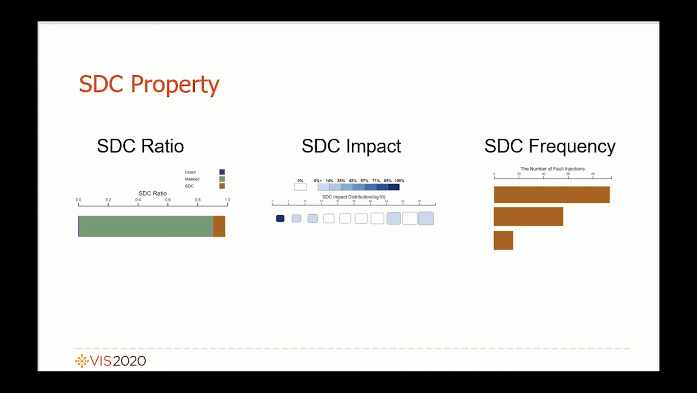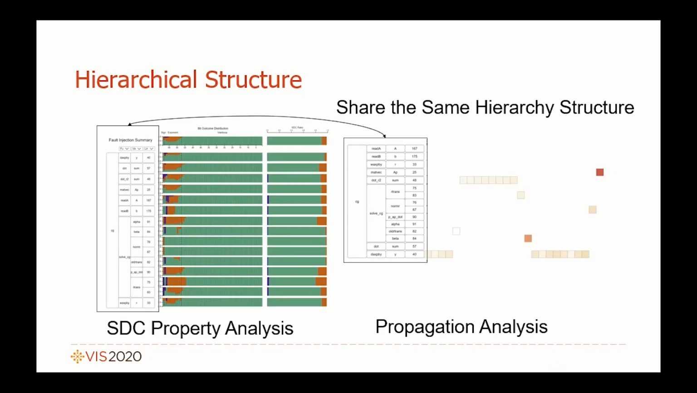SDC frequency gives the information of how frequently the SDC event happens in a program component. In the visualization design, we utilize the natural hierarchical feature of programs. The hierarchical visualization design enables users to examine a program's SDC property and observe error propagation with the same hierarchical structure. And the design enables users to choose different granularity of details during the analysis, as a single program, or multiple functions, or individual variables, or a single line, in both types of analysis.